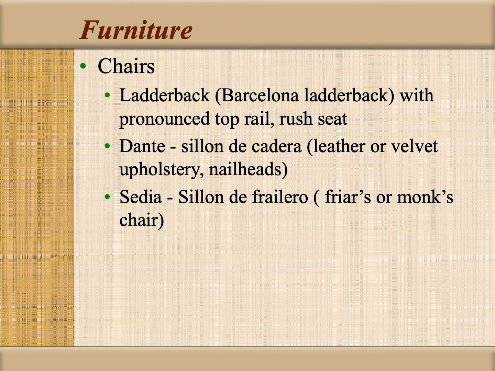So now we're going to look at some chairs. The ladder back chair was quite popular during this time period, so it had a really pronounced top rail usually and a rush or rope style seat. The Dante chair, which we saw before in one of our interior images, sometimes would have either leather or velvet upholstery, and it often featured nail heads. We also see the Sedia chair, or the Sillon de Frailero, which was for the friar or monk.